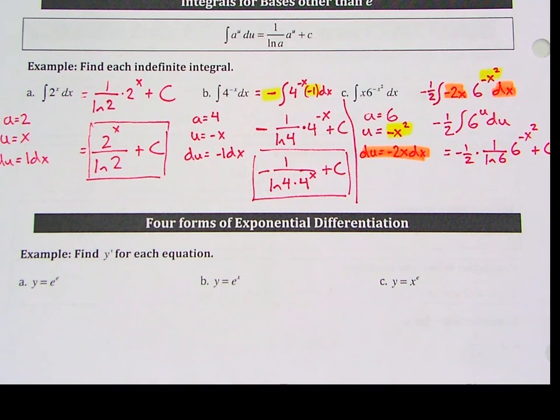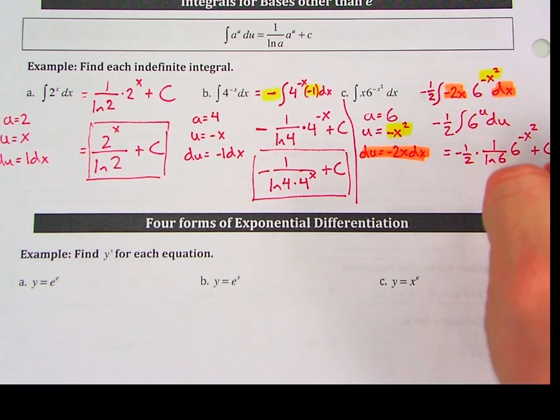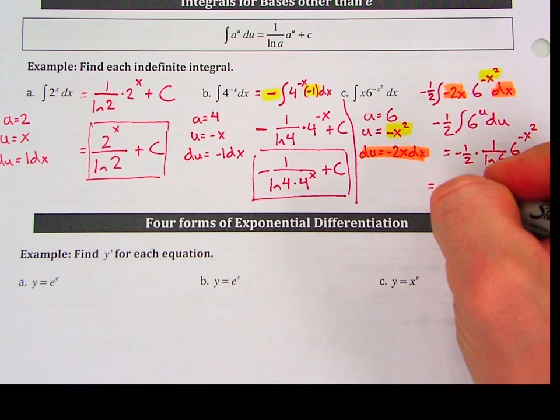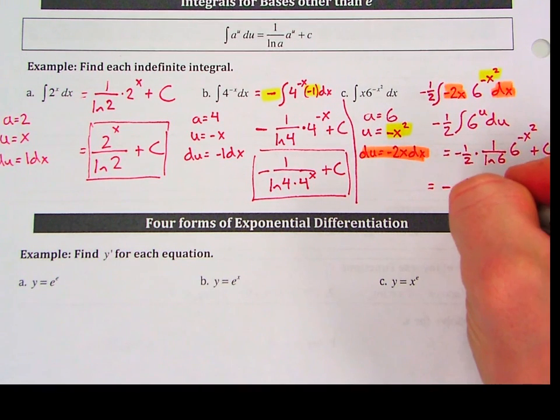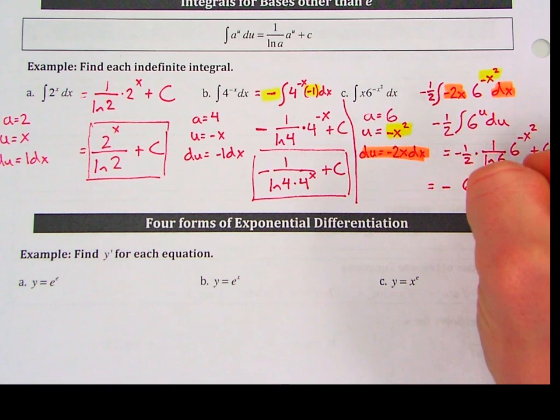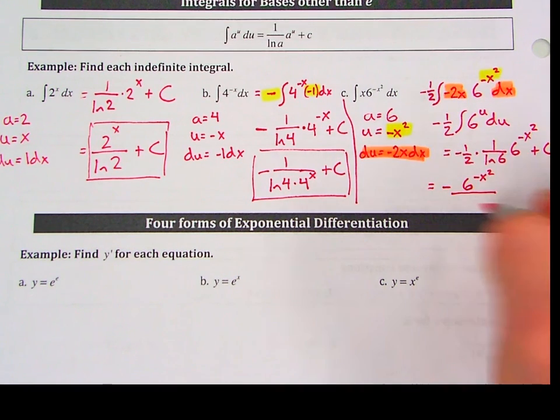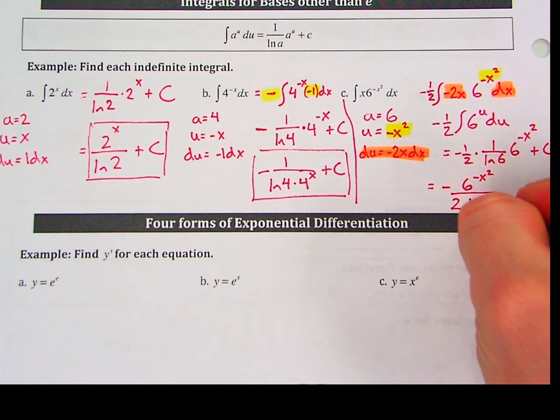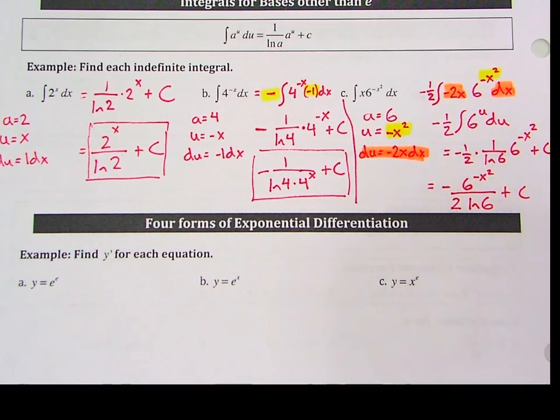Okay, and we can just write it now as 1 fraction, so we'd have negative 6 to the negative x squared over 2 ln 6 plus c.